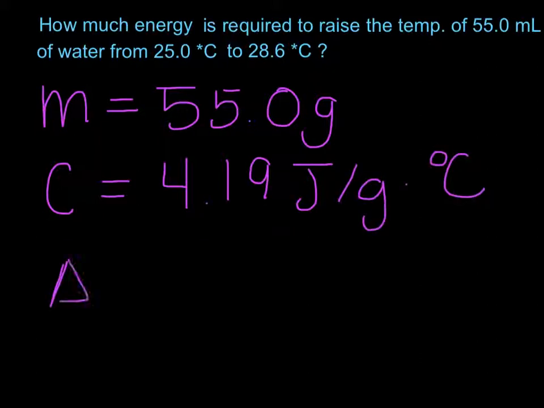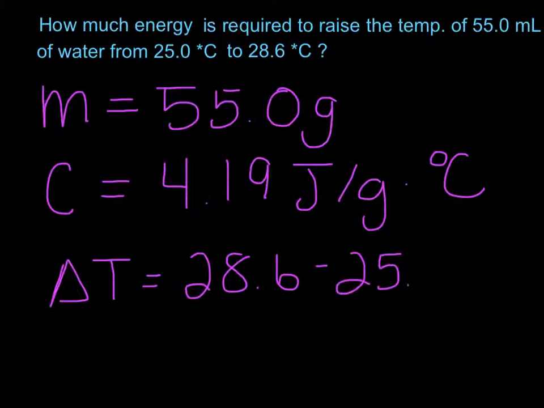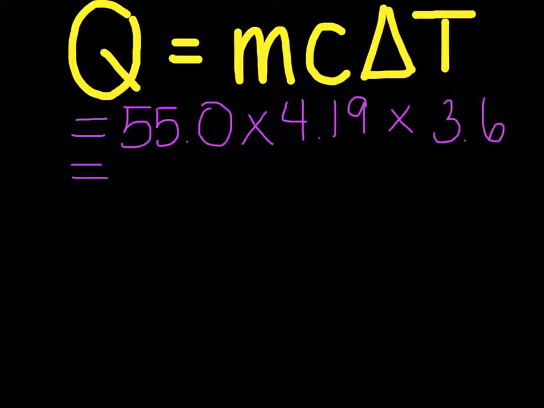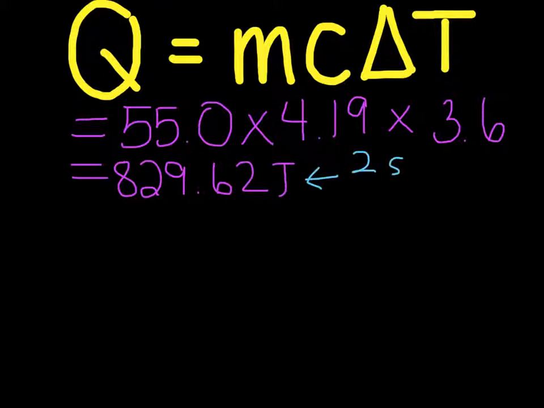Delta T. Temperature final, 28.6 degrees Celsius, minus the temperature initial, 25 degrees Celsius, gives you 3.6 degrees Celsius. Many make mistakes by subtracting the opposite. Q equals mc delta T. 55 multiplied by 4.19 multiplied by 3.6 gives you 829.62 joules. There's two significant figures, therefore the answer is 830 joules, thus resulting in an endothermic reaction.